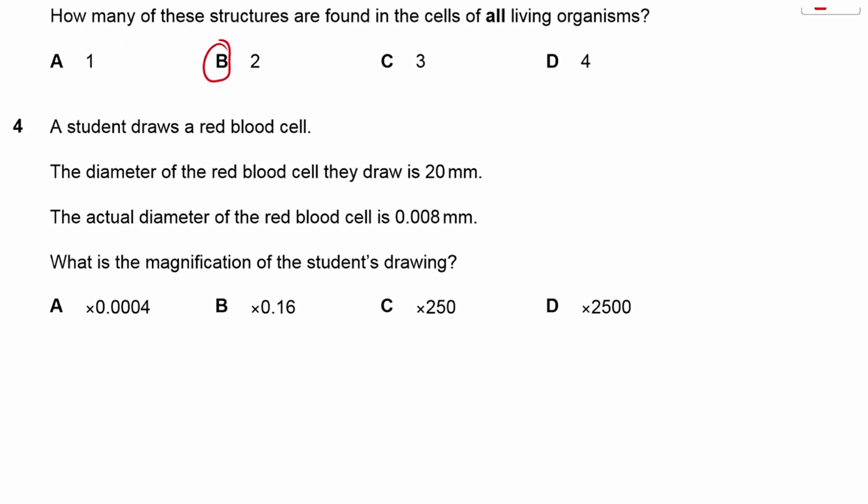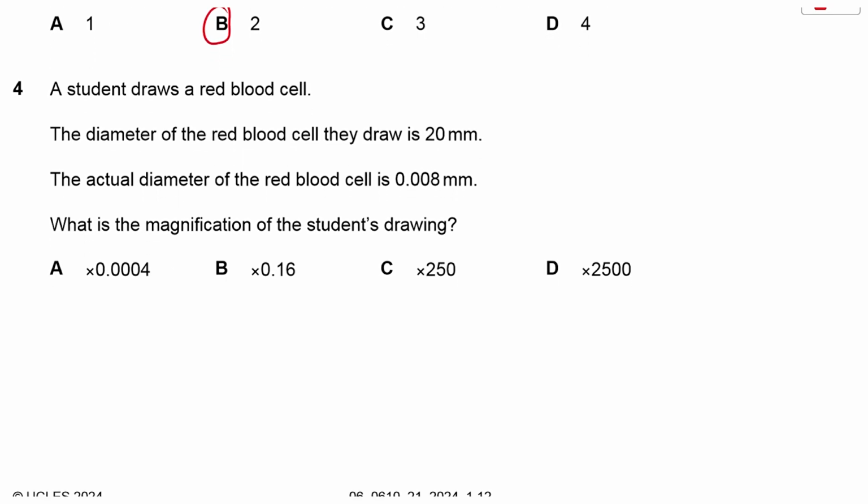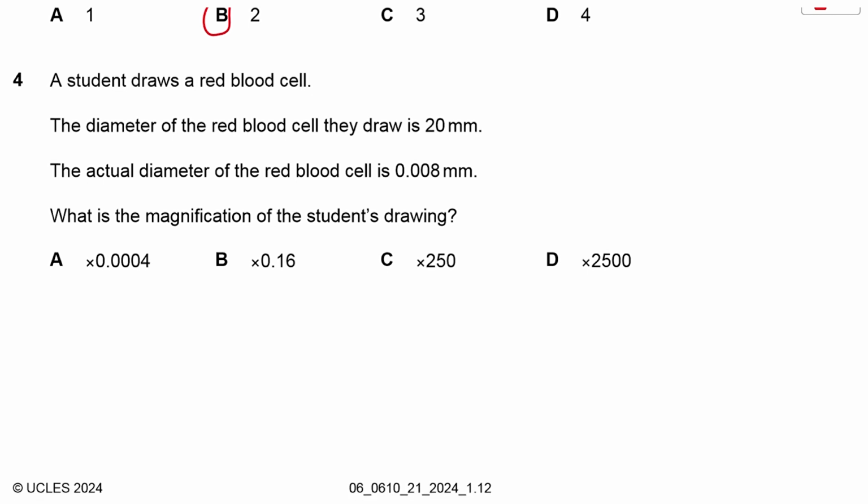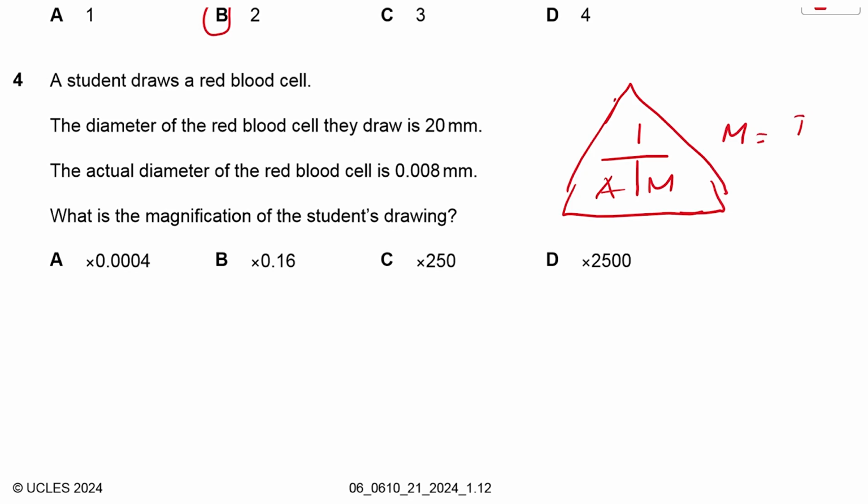Number 4 says, a student draws a red blood cell. The diameter of the red blood cell drawing is 20 millimeters. The actual diameter of the red blood cell is 0.08 millimeters. What is the magnification? Now, we can have a simple way of finding magnification, which is to put it in a triangular form. Magnification is going to be the observed image over actual. So from here we have that the actual size was 0.08 millimeters and the diameter that was drawn was 20. So take 20 divided by 0.08, and of course that will give us a magnification of times 2500, which is D. So we'll choose D over here.